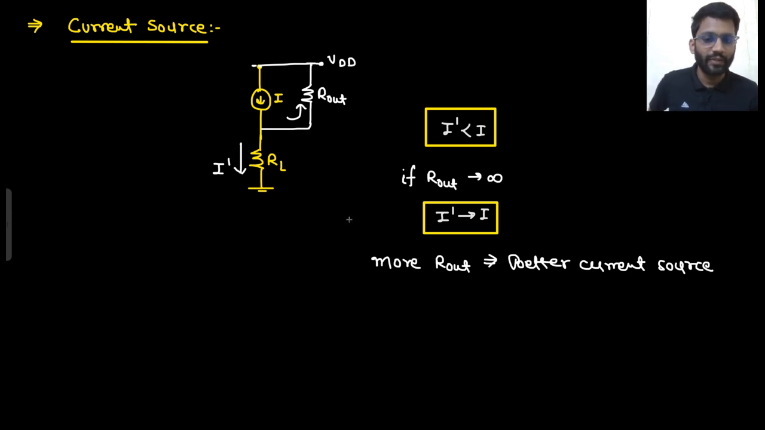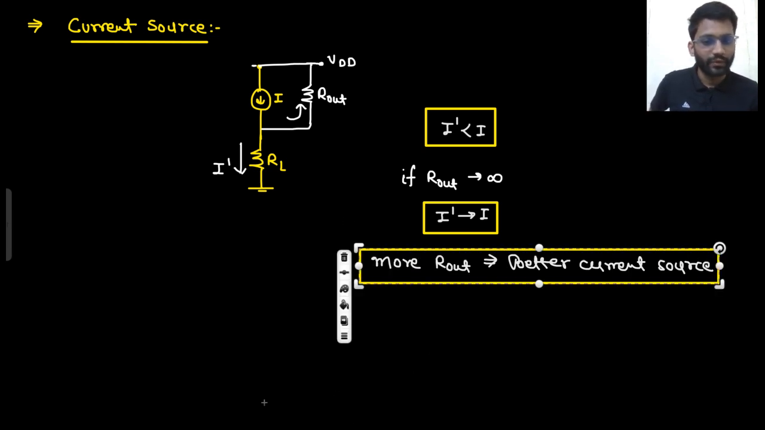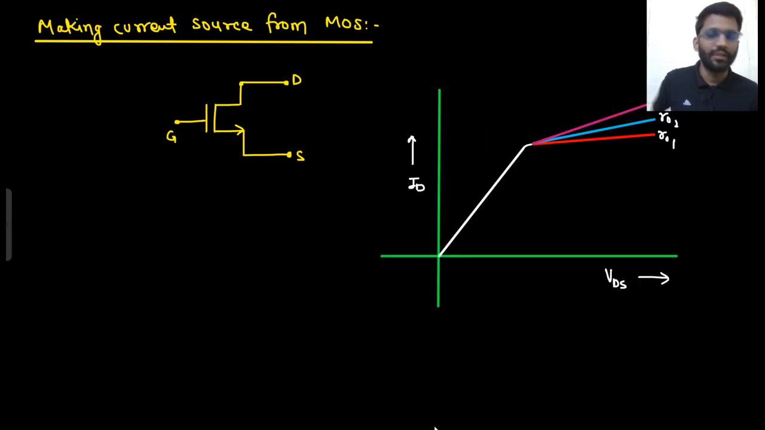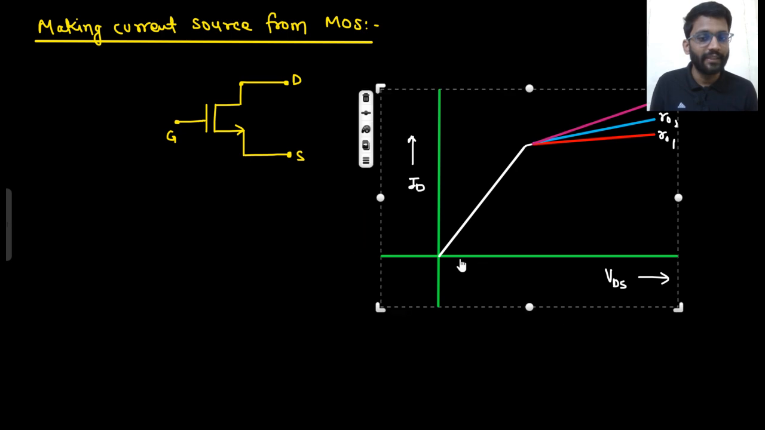So we have studied MOSFET, so we can make the current source using MOSFET. So making a current source from MOS. This is the characteristic of MOS, ID versus VDS. In which region should it be working as a current source? What is the property of a current source? It should provide a constant current. Is the current constant here? No. If VDS changes, the current is increasing. Here the current is nearly constant. In this region the current is nearly constant. That means when you are using the MOS as a current source, it should be biased in the saturation region.